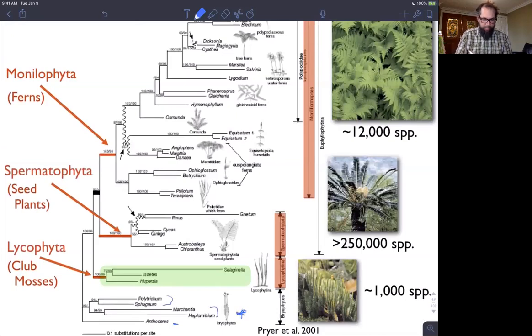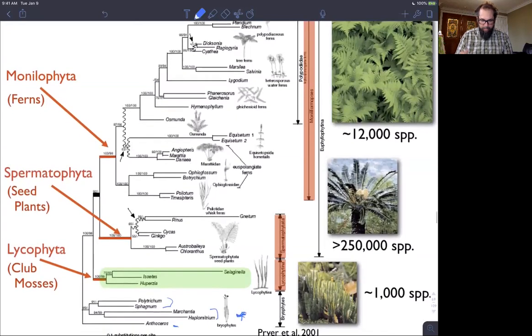So there's our bryophytes. And so this node right here would be our vascular plants. And if we look at those vascular plants, we've got a couple of different lineages.